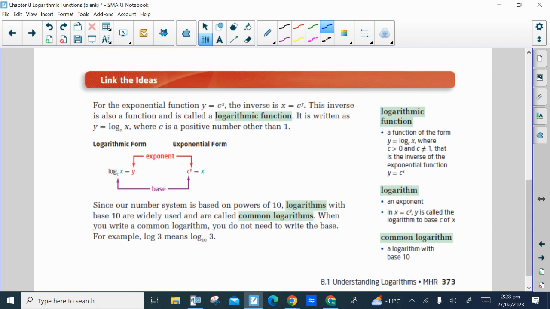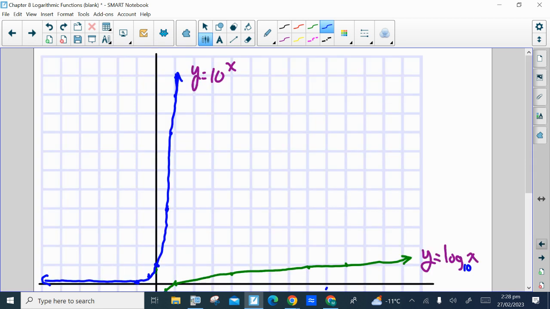Okay, so for the exponential function y equals c to the x, the inverse is x equals c to the y. Remember, that's what we said. This was x equals 10 to the power y. But we can also write that as y equals log base 10 of x. These two equations are the same. They're just in different forms. The first one is exponential form. The second is logarithmic form. They are the same equation. They are just in different forms.